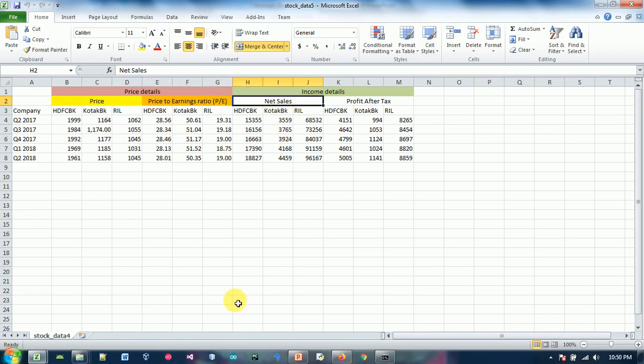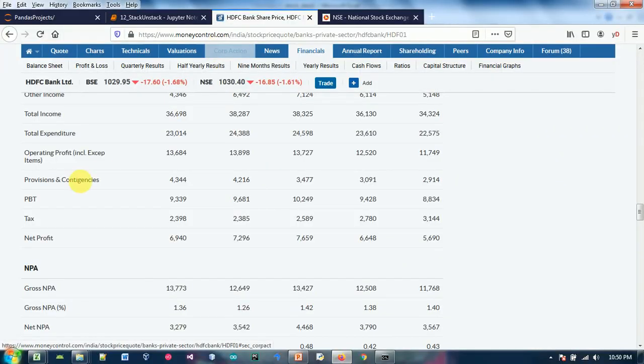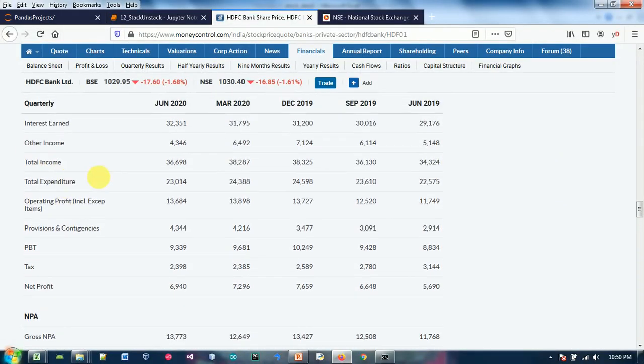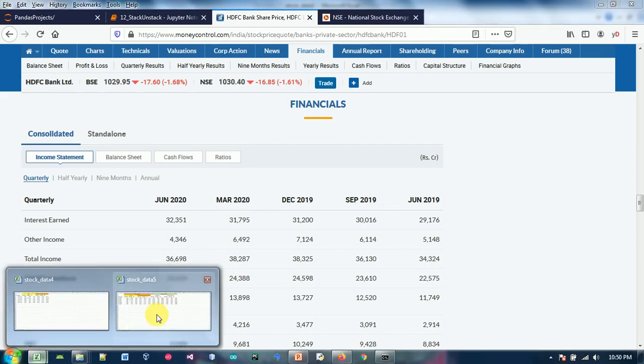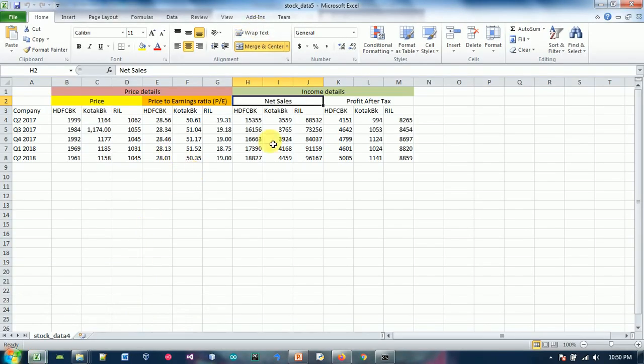Again, you can get all this information, like sales and all that, from other places, like balance sheet, cash flows and all that. Obviously I have already pulled it for you, but such data is available from Moneycontrol or even from the NSE. So this is another Excel file. Here you can see there is net sales data as well as the profit after tax, or PAT, as it is called in this terminology.